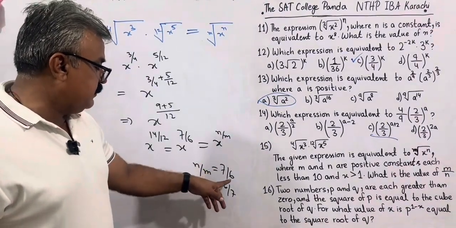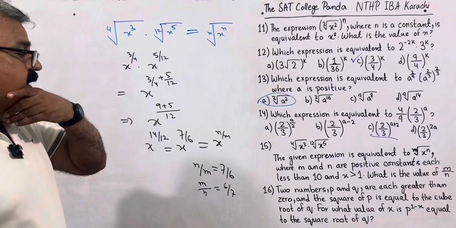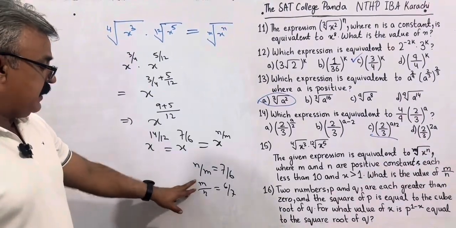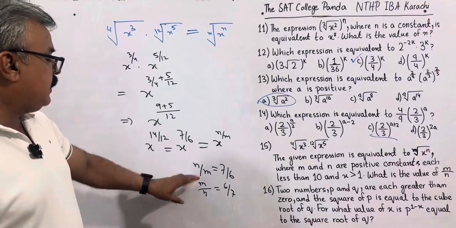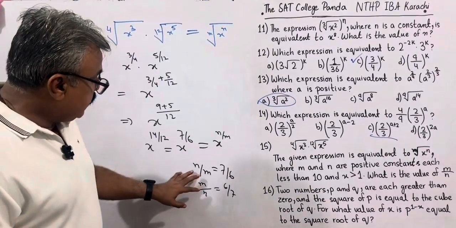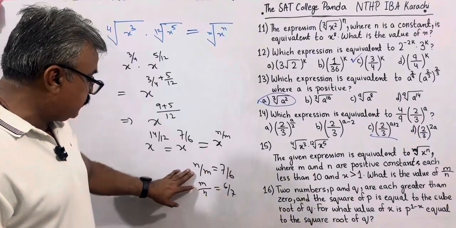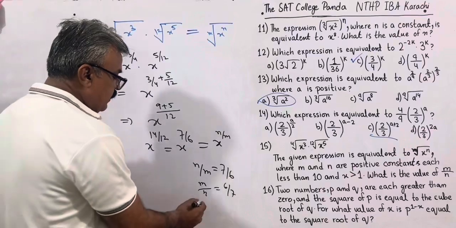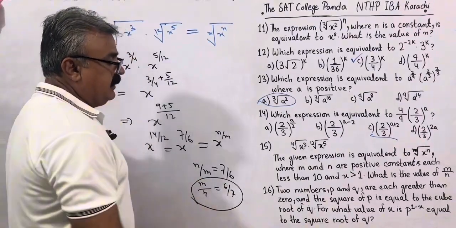We have arrived at the situation n over m is equal to 7 over 6. From this, we can deduce the values of m and n, but we are asked to find the ratio of m to n. I have inverted both sides, taking the multiplicative inverse of both sides. It will become m over n equal to 6 over 7. So the value of m over n is 6 over 7 in that case.